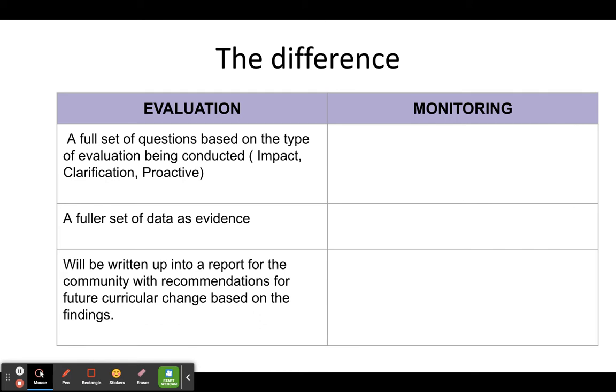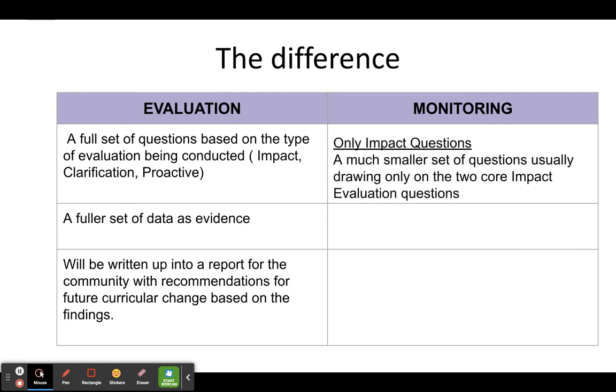So let's just quickly summarize what the difference between an evaluation process and a monitoring process is. An evaluation process requires a full set of questions once we've decided the type of evaluation. Remember, there were 3 types of evaluation. Monitoring process is only going to be using the impact questions, and we're going to take a much smaller set of questions even beneath those 2 core impact questions.